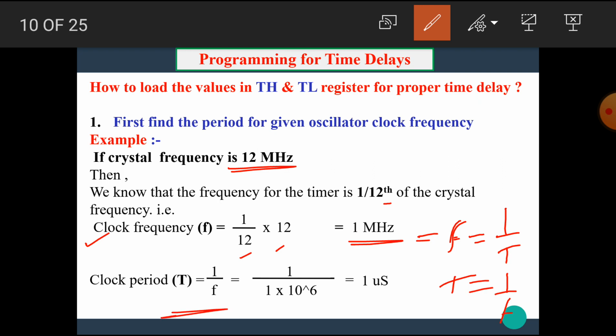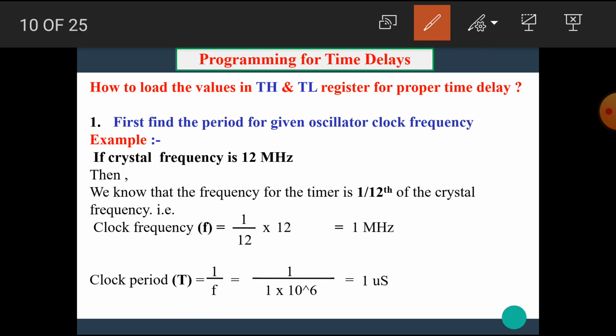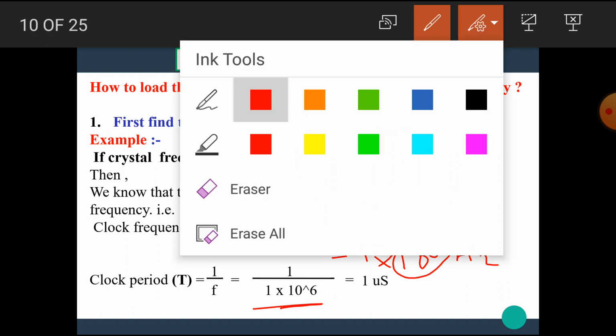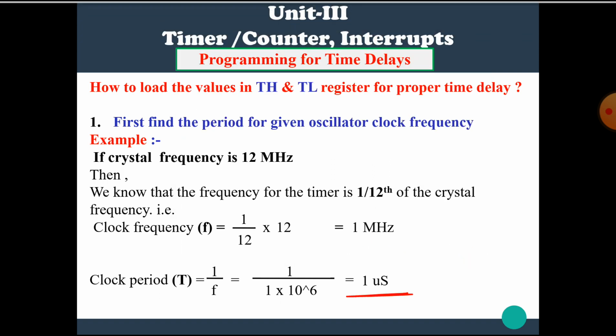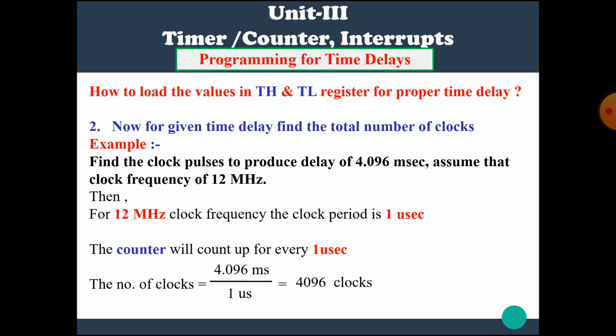Hence we get here T is equal to 1 upon f is equal to 1 upon 1 into 10 raised to 6. Here 10 raised to 6 stands for this megahertz. That means here we obtain the frequency 1 into 10 raised to 6 hertz. Here 10 raised to 6 means mega. By solving this, we get the clock period as 1 microsecond. Okay. I hope you all understand the calculations.